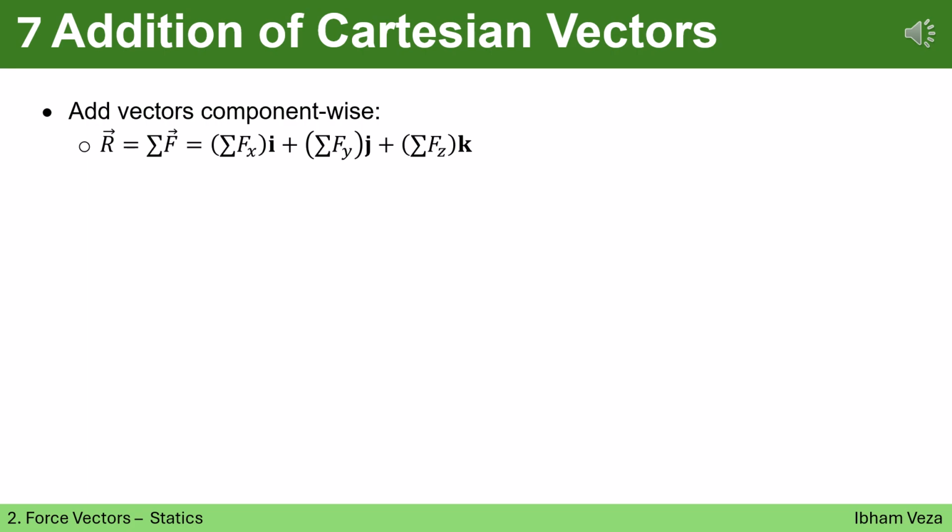Addition of Cartesian vectors. Adding Cartesian vectors is straightforward because we simply add corresponding components. The x components are summed together, the y components are summed together, and the z components are summed together. The resulting vector represents the combined effect of all vectors. This component-based method is especially useful when dealing with multiple forces acting in different directions in three-dimensional space.